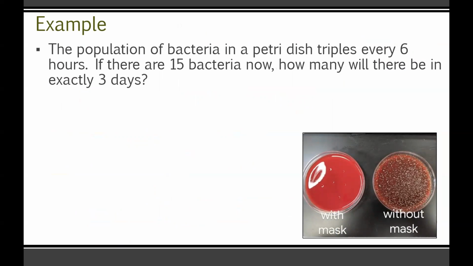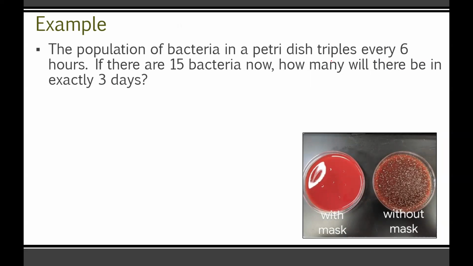The next question says the population of bacteria in a Petri dish, that's like this stuff right here. You can do like a little swab in there and then bacteria can grow, triples every 6 hours. If there are 15 bacteria now, how many will there be in exactly 3 days? You can pause the video here, give this one a try. All right, I'm going to go over this one now.